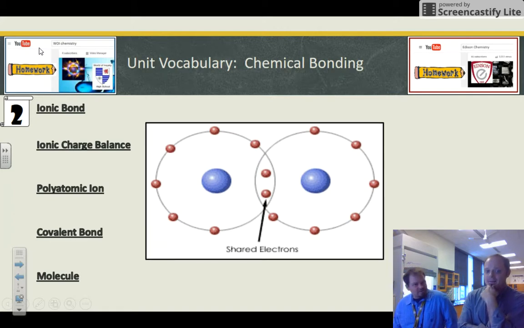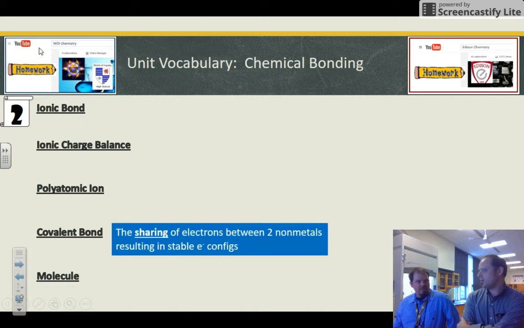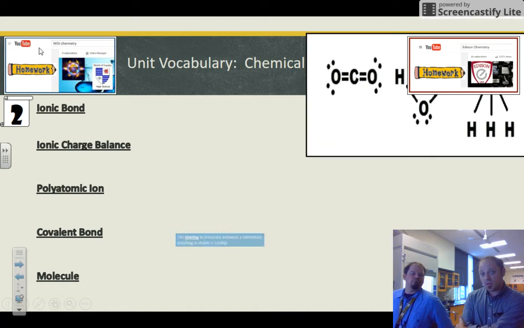Sharing of electrons is how we define a covalent bond. Sharing of electrons between 2 nonmetals, that's the other key, resulting in a stable electron configuration. If I need 2 and you've got 2, maybe we can share them rather than me take them from you altogether. We'll see all those details.